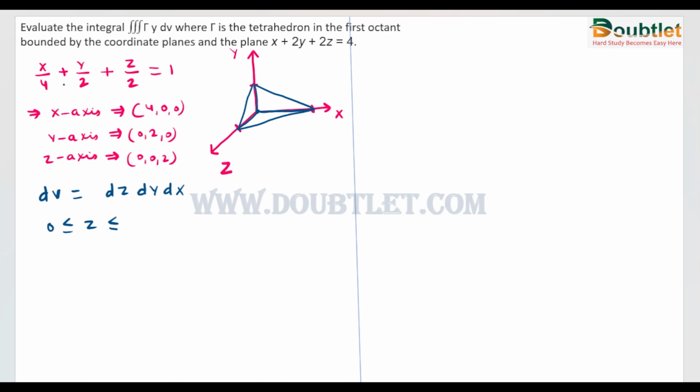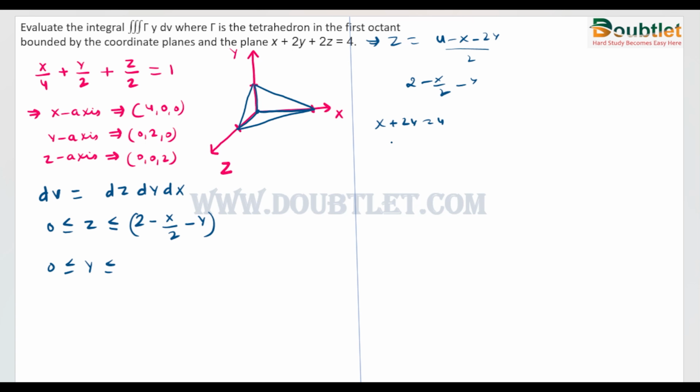If we take x and y to the right hand side, we get z equal to (4 minus x minus 2y) divided by 2, so it will become 2 minus x by 2 minus y. This is the limit of z. To find the limit of y, since the lower limit is 0, for the upper limit we will eliminate z from here. So x plus 2y is equal to 4, and we need to find y in terms of x. So y will become (4 minus x) divided by 2, that is, 2 minus x divided by 2.